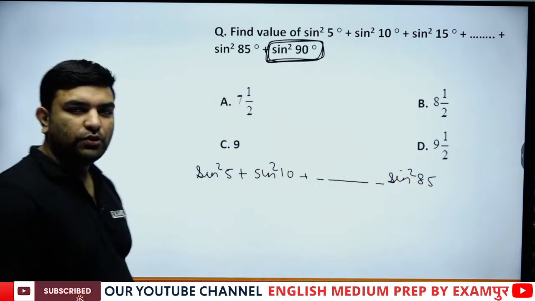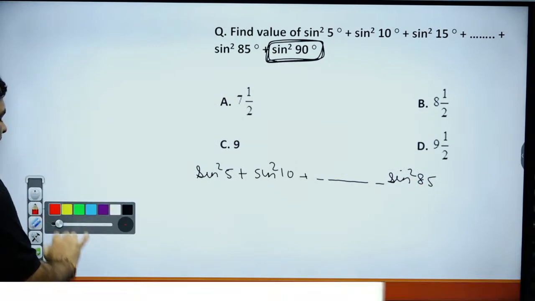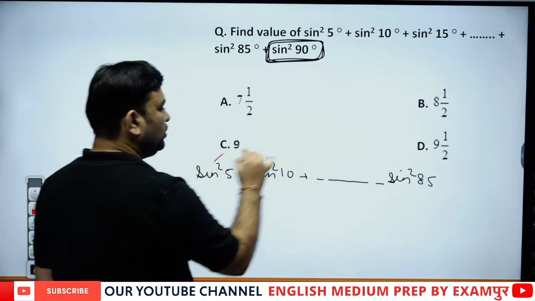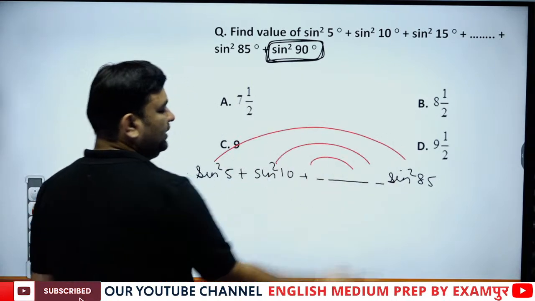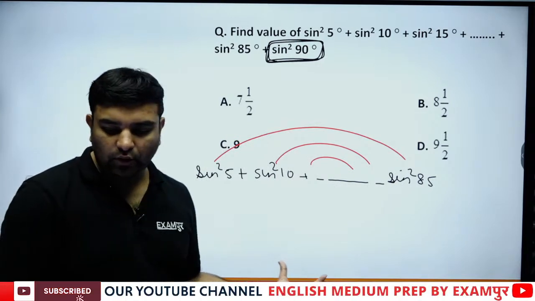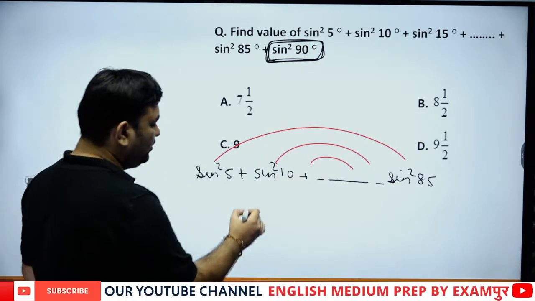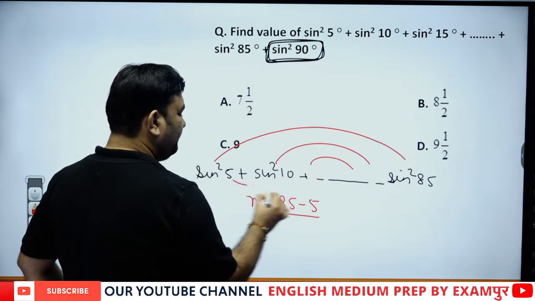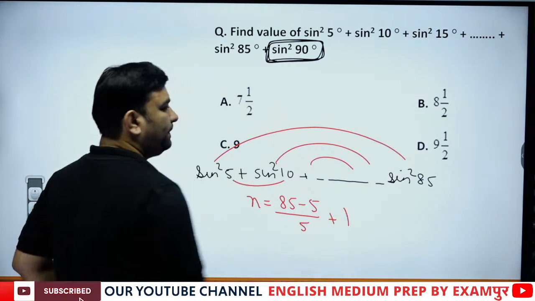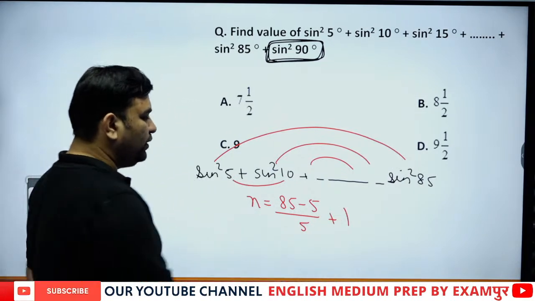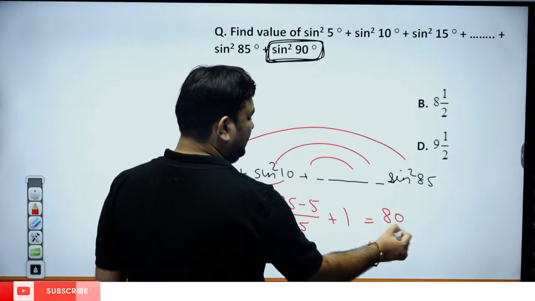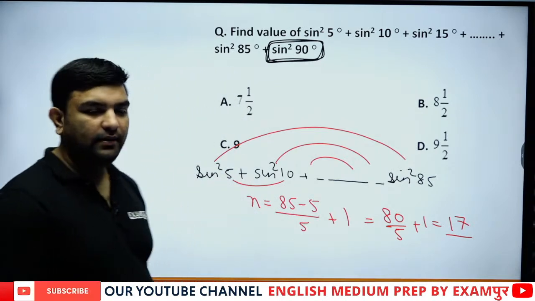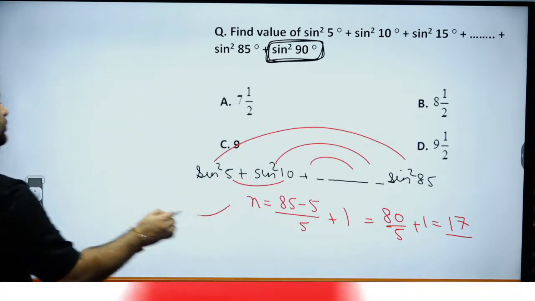So first and last should definitely form the complementary pair. So now after this the series has begun. We can calculate the number of terms now. Last minus first over common difference plus 1. 80 by 5 plus 1. 17 terms.